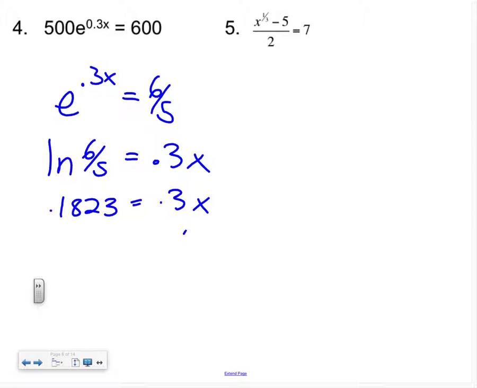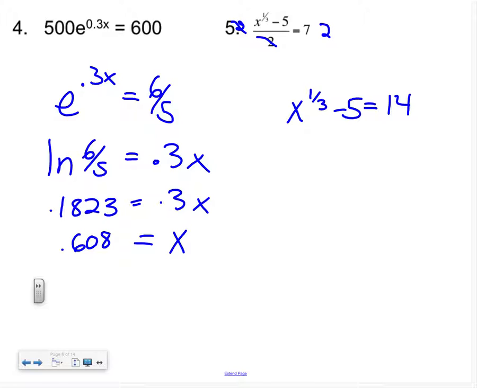And get x is 0.608. Okay? So you can solve exponential equations with logs. Now look at number 5. Is that an exponential equation? No, it's a power function, right? So I need to isolate the powers. So what do I do first? Multiply by 2. So I get x to the 1/3 minus 5 equals 14. All right, that's multiplied by 2 on each side.